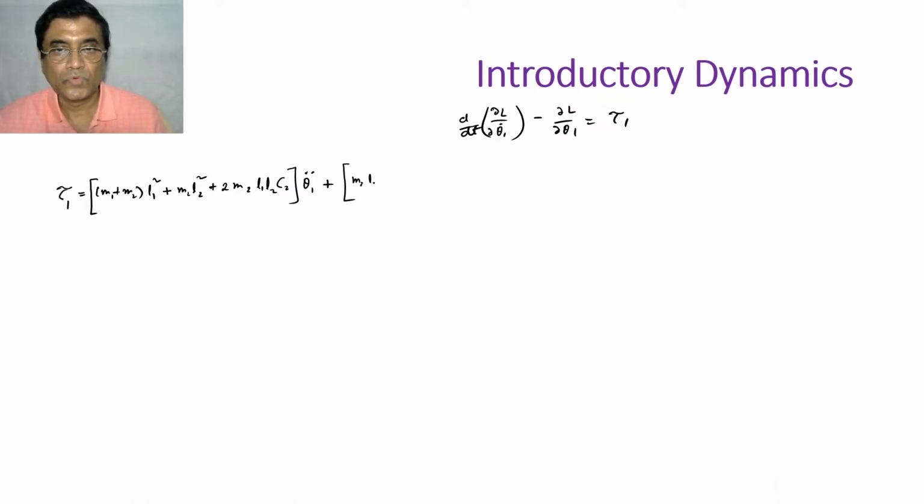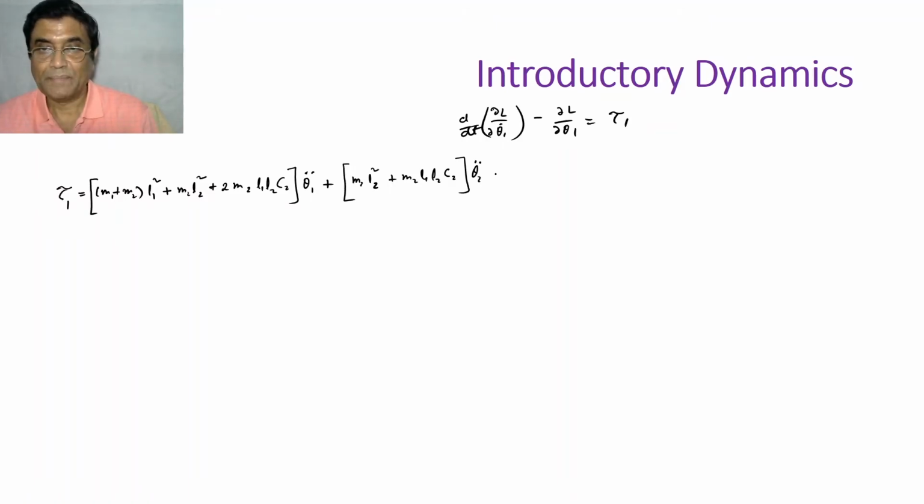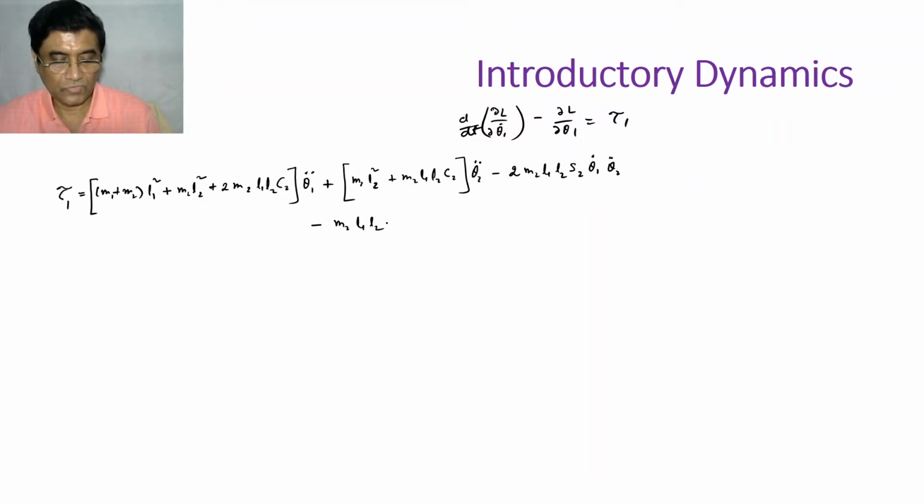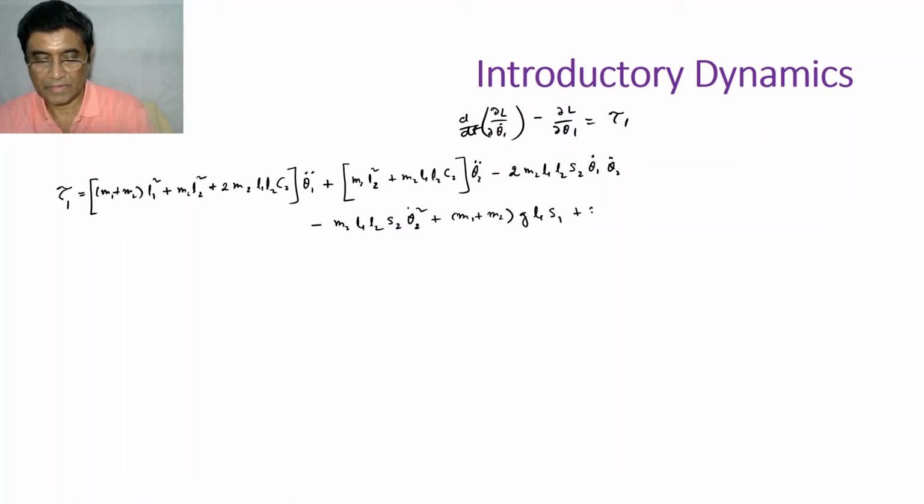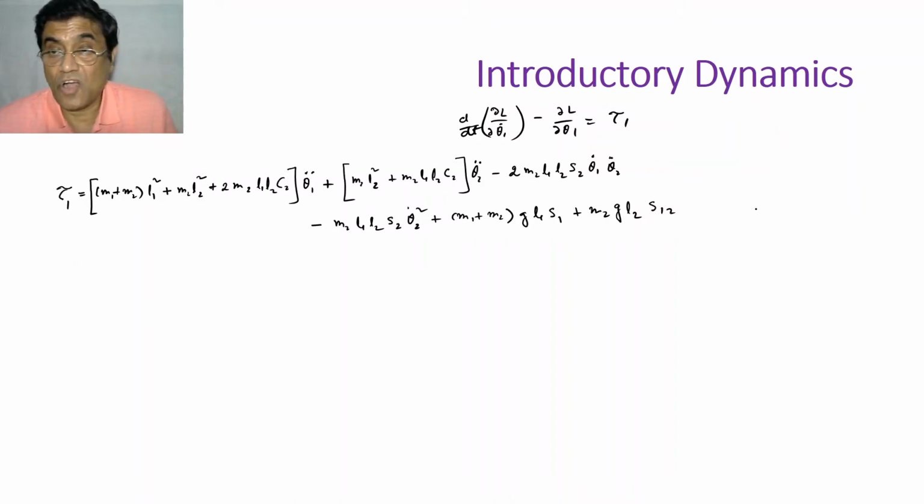Then M2 L2 square plus M2 L1 L2 cos theta 2, theta 2 double dot, minus twice M2 L1 L2 sin theta 2 theta 1 dot theta 2 dot, minus M2 L1 L2 sin theta 2 theta 2 dot square, plus (M1 plus M2) G L1 sin theta 1 plus M2 G L2 sin (theta 1 plus theta 2). Okay. So immediately you got, okay, 1.